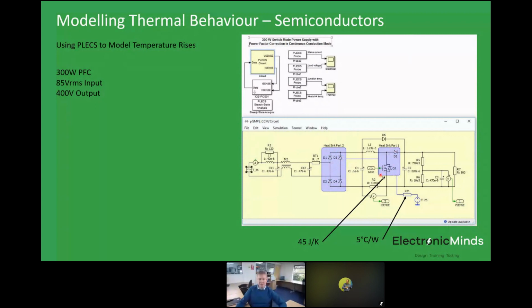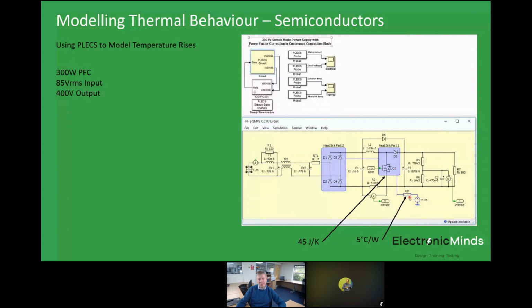And similarly, we have another heatsink where we've got a PFC converter. So we've got the boost FET and the boost diode. They're sat on another heatsink. And these are actually coupled together, so these are technically the same heatsink. You then have a thermal impedance to an ambient.